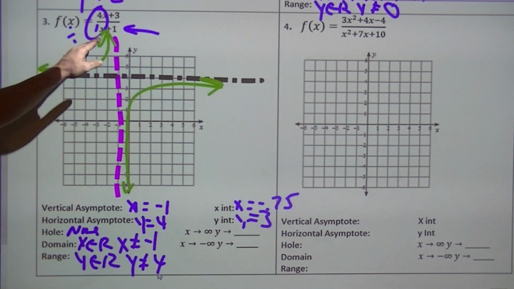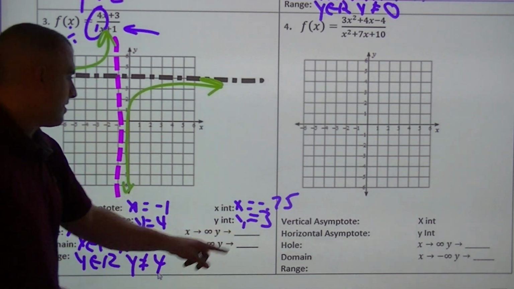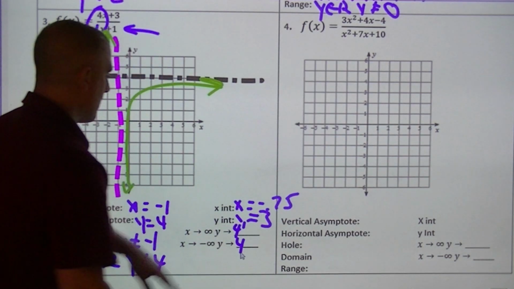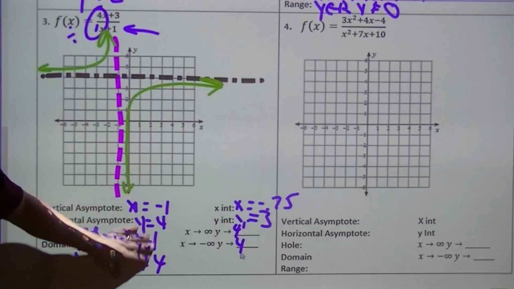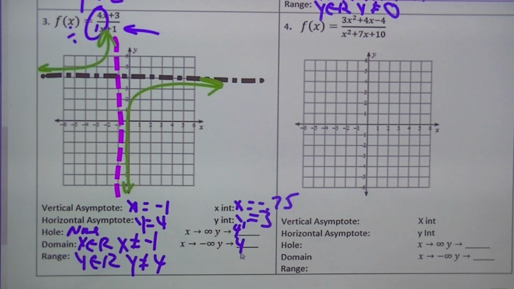Once again, all real numbers, they're in the corners. This answer here is 4. Very important: your x and y-intercepts are not involved with the asymptotes or the domain and range. Only the asymptotes are involved in that stuff.